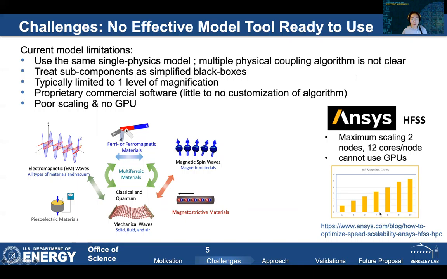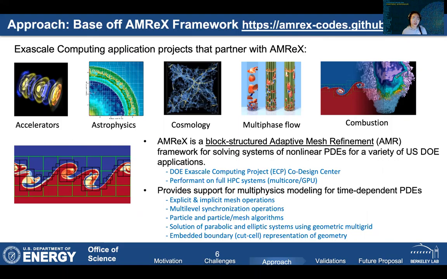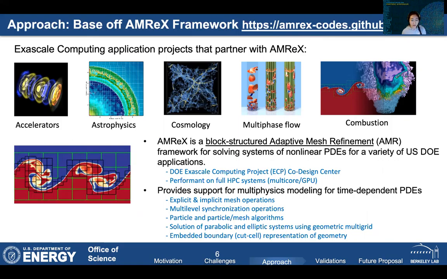One example is the ANSYS HFSS package. It's a popular package, one of the most popular packages for circuit designers. It can only scale up to 2 nodes and use 12 cores per node, and it cannot function on GPU. So we need to come up with our own solutions to the problem and build our own modeling tool to address the challenge in designing next generation microelectronics devices.